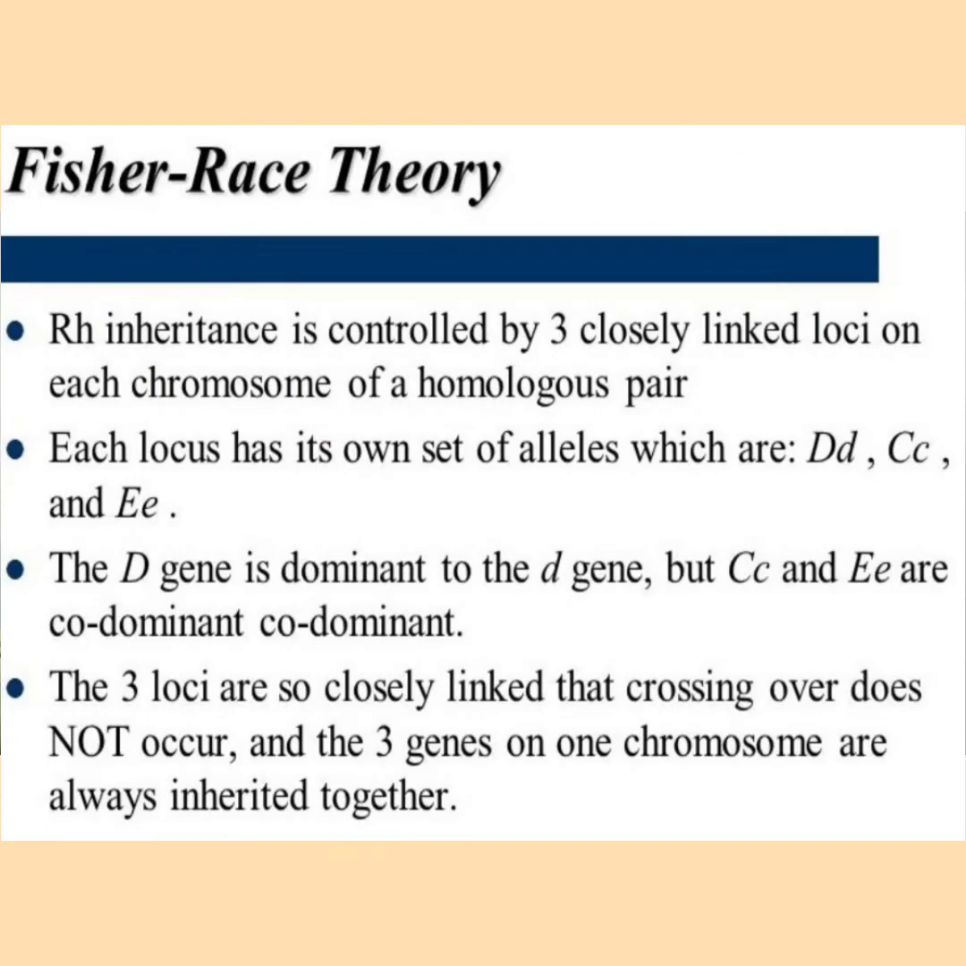So to sum up the Fisher-Race hypothesis, Rh inheritance is controlled by three closely linked loci on each chromosome of a homologous pair. Each locus has its own set of alleles, which are capital D small d, capital C small c and capital E small e. The D gene is dominant to the small d gene, but capital C small c and capital E small e are codominant respectively. The three loci are so closely linked that crossing over does not occur, and the three genes on one chromosome are always inherited together.